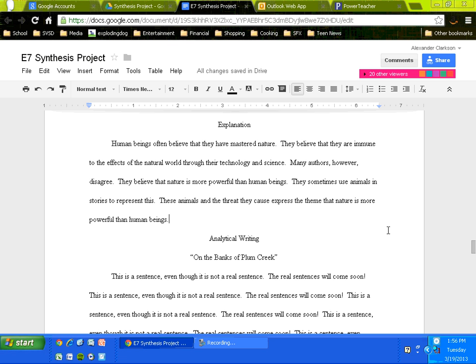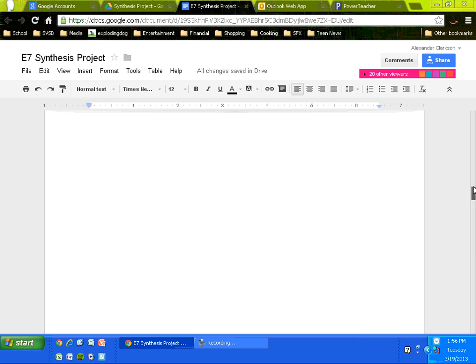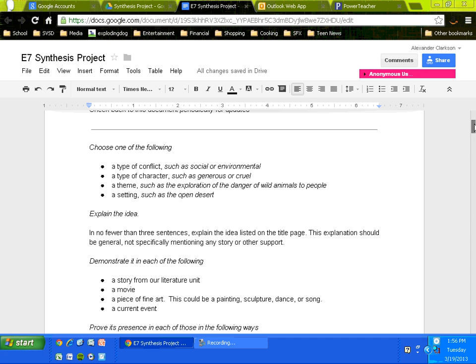Look here now, please. This is your new assignment. What we just talked about, you already had on your plate. This is new. I want you to, in no fewer than 3 sentences, explain your idea in general. If you look at the new instructions, it says explain the idea in no fewer than 3 sentences, explain the idea listed on the title page. This explanation should be general, not specifically mentioning any story or other support. I don't want to see the title Skeleton Key in this explanation. I don't want to see the title That October in this explanation. All I want is general.